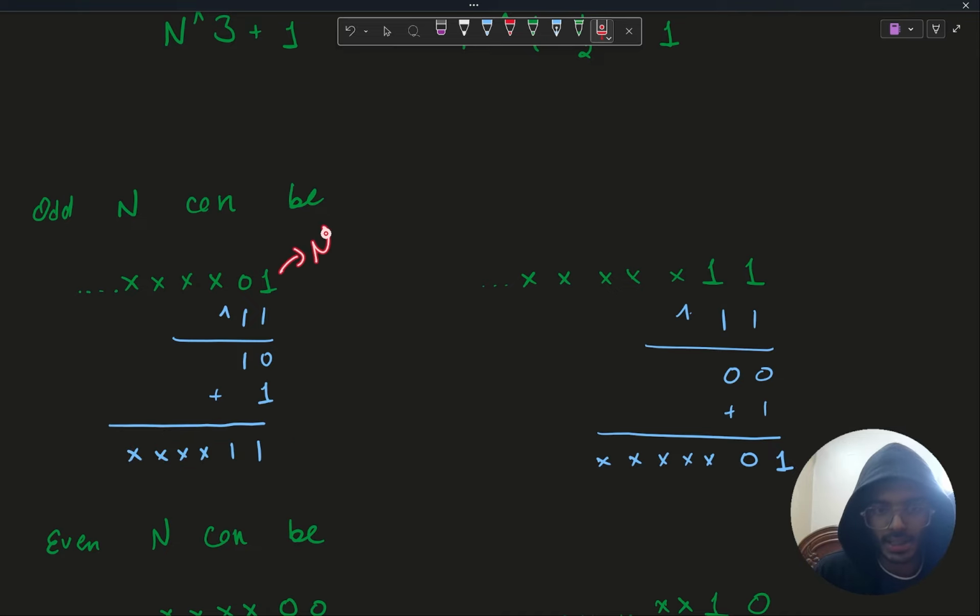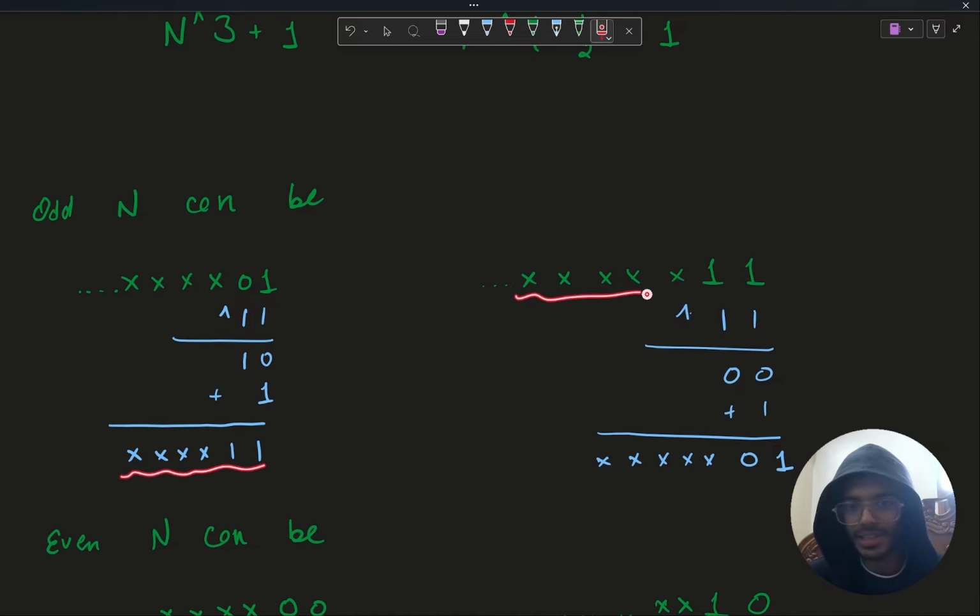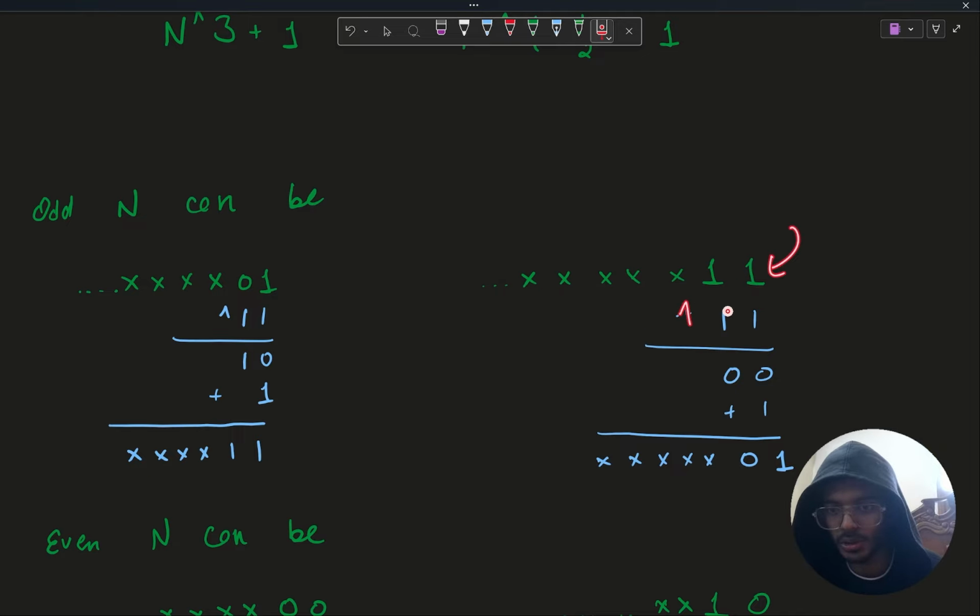So if this was our n, then what is this? It is simply n plus 2, because this bit got changed from 0 to 1, which is equivalent to adding 2. Now what happens if we do the operation on this representation, 1 1? If we do an XOR with 1 1, we'll get 0 0. And if we add a 1, we'll get 0 1 over here, right?